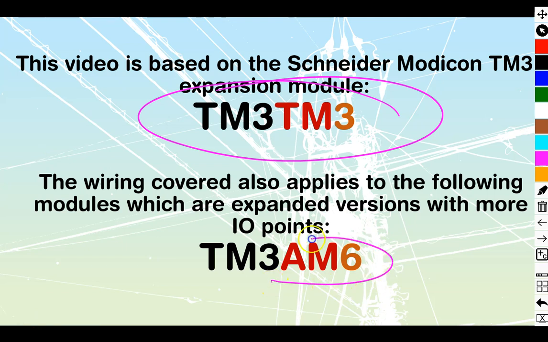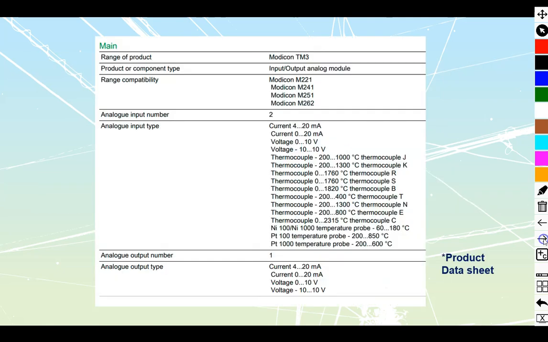There is also a larger one, the AM6, which is going to have six I/O points off of it. We'll get into the wiring in a second. Let's first start by defining which PLCs we can use it with. The 221, 241, 251, or 262 class of Modicon is going to be usable with it.